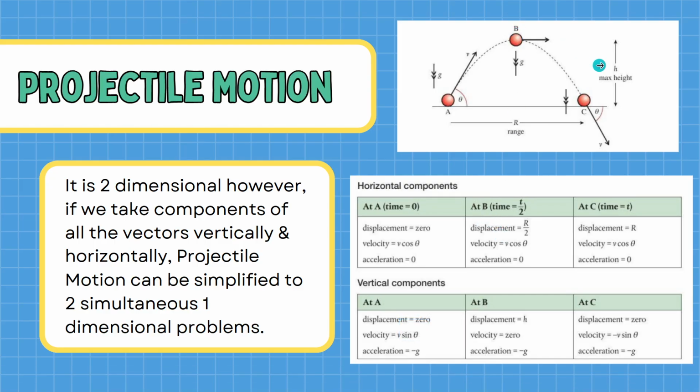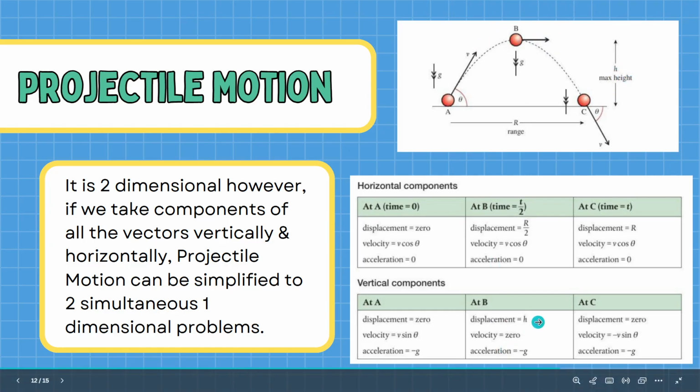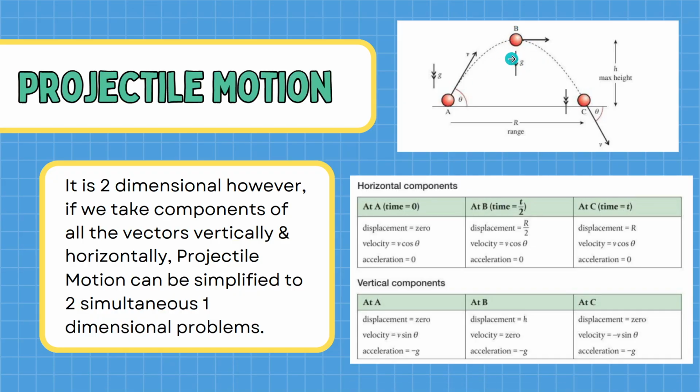At B, the height is maximum. It's the max height, right? And velocity becomes zero because now it has gone the maximum part it can. It doesn't have any more speed or velocity to go through, and acceleration is still negative g.